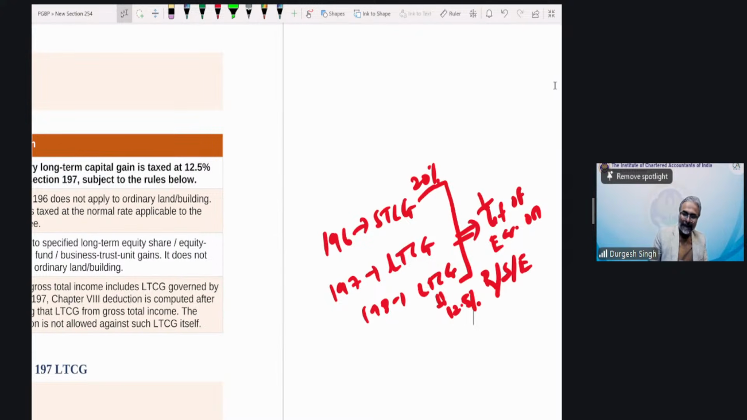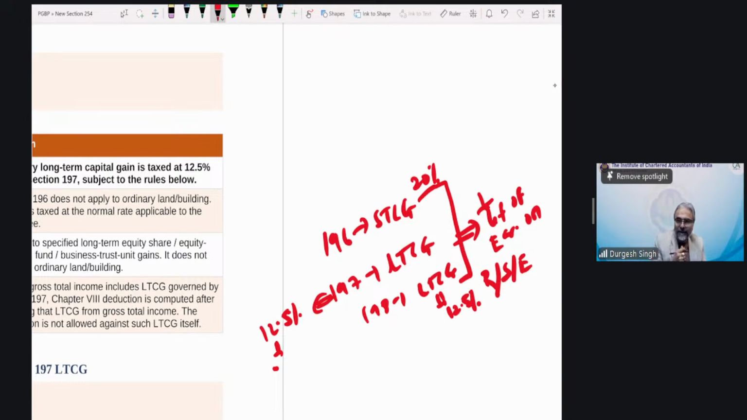Now, tell me, real estate will go to the 24 months threshold. If I transfer real estate, to decide whether it is long term or short term, the 24 months threshold has to be seen. If it is more than 24 months, then it is long term, and accordingly it will be at 12.5%. In excess of 24 months is long term; up to 24 months is short term.